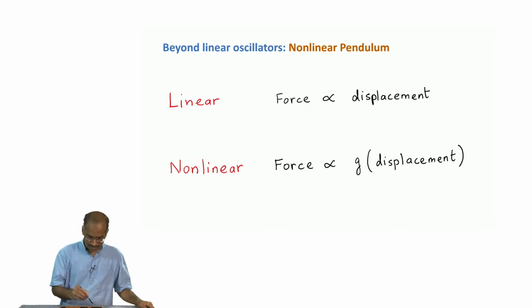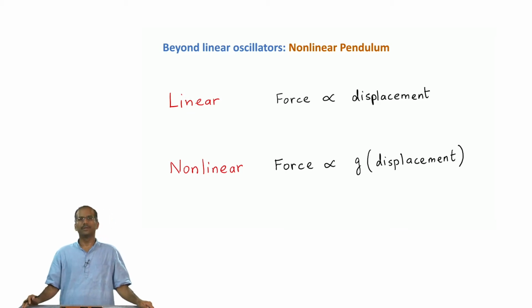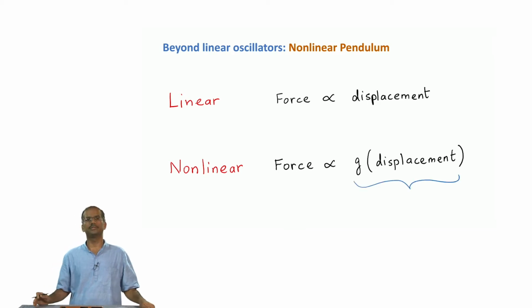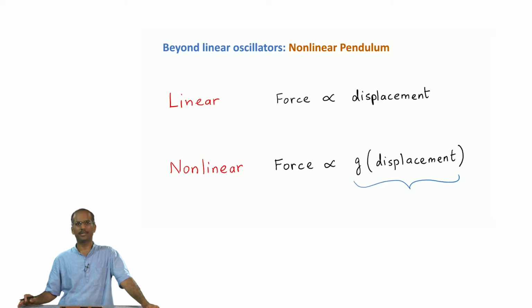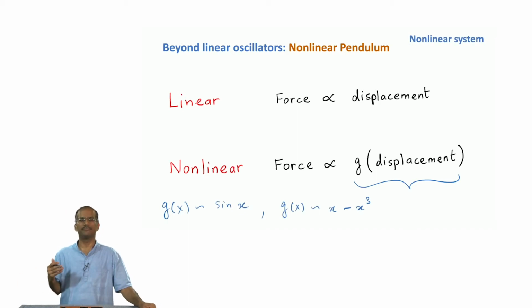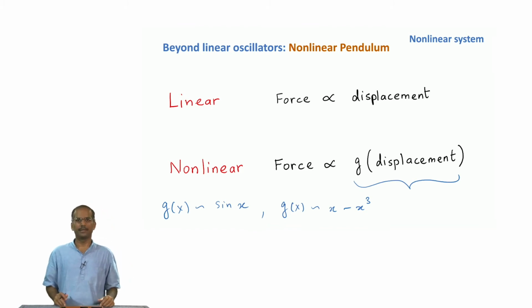What happens with nonlinear systems? In this case, the restoring force is some function of displacement like this. Here I have indicated it as g of displacement, meaning that it is some function g of displacement. And in general, this function could be a fairly nonlinear function. So, all these are nonlinear functions. There is an infinite variety of nonlinear functions that you can put in there and ask how the dynamics work out in such a case.